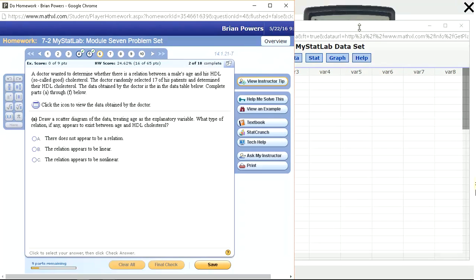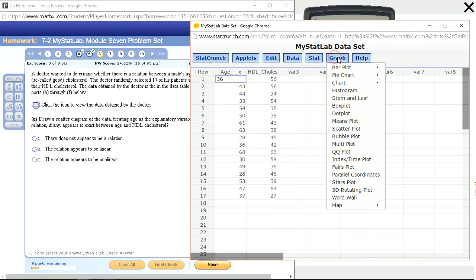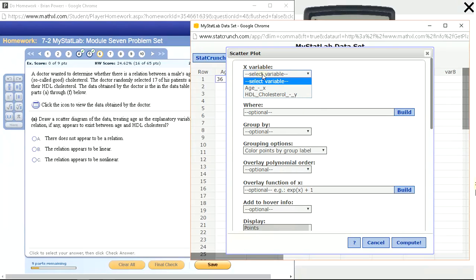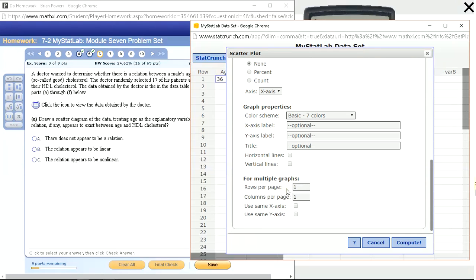What type of relation is there? Okay, so based on a scatter plot, let's graph. Remember how to do a scatter plot. Under graph, scatter plot. The x variable is age, the explanatory variable. It labels it as being y. Remember, the explanatory is always the x variable. And I'm going to just leave things as they are. I'm not going to add any of these options.